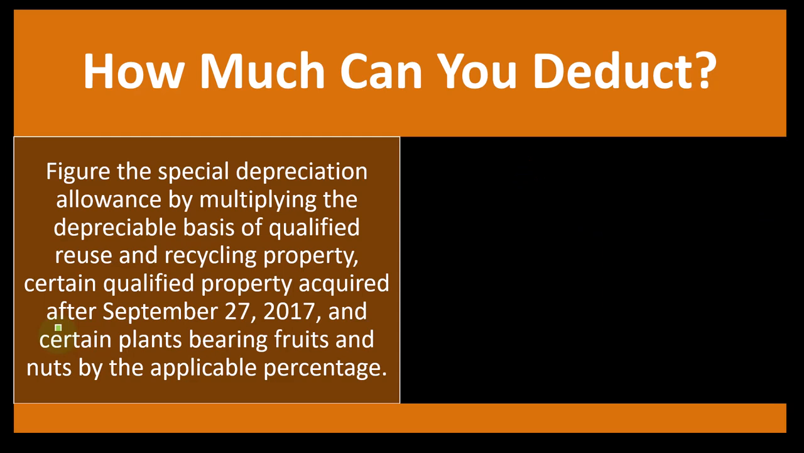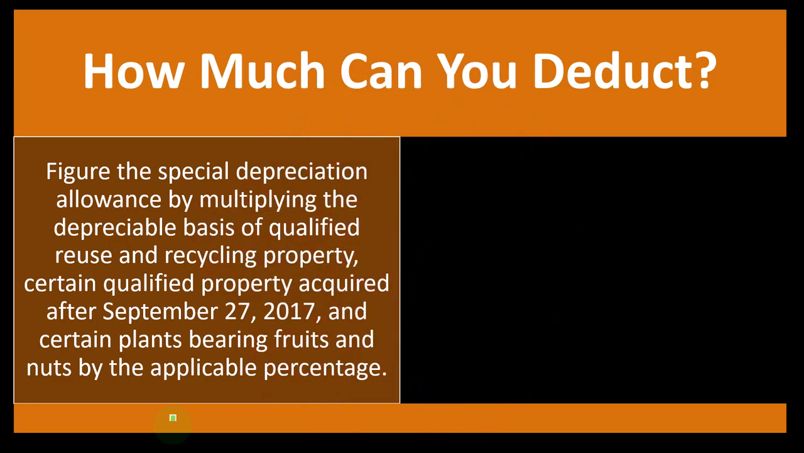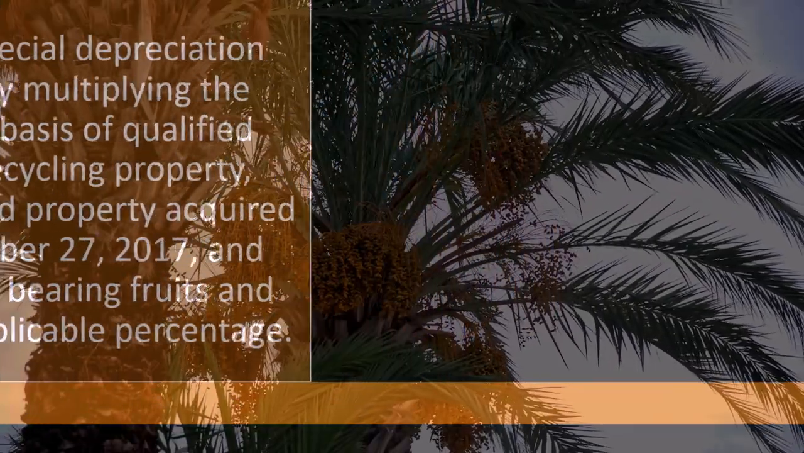How much can you deduct? Let's get down to the nitty-gritty. Figure the special depreciation allowance by multiplying the depreciable basis of qualified reuse and recyclable property, certain qualified property acquired after September 27, 2017, and certain plants bearing fruits and nuts by the applicable percentage.